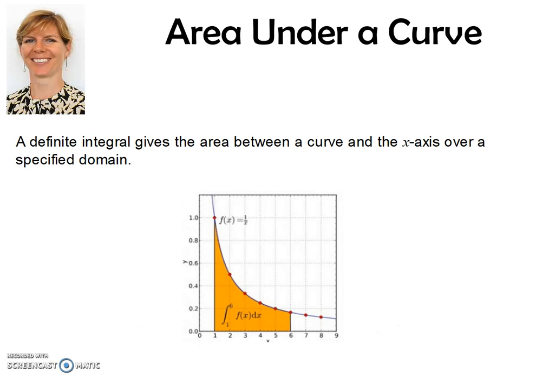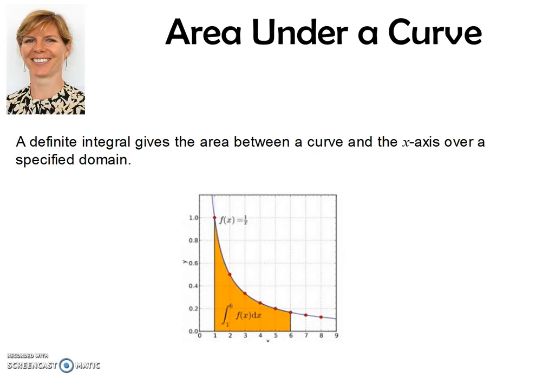So we looked before at the idea of a definite integral being that it gives the area between the curve and the x-axis over a specified domain. So we had an example, maybe something like this, where you've got a curve, maybe a rectangular hyperbola. Yes it is, because it's got 1 over x there. And you want to find the area under the curve between 1 and 6. So we've got this definite integral, the integral between 1 and 6 of f of x, where f of x is 1 on x.